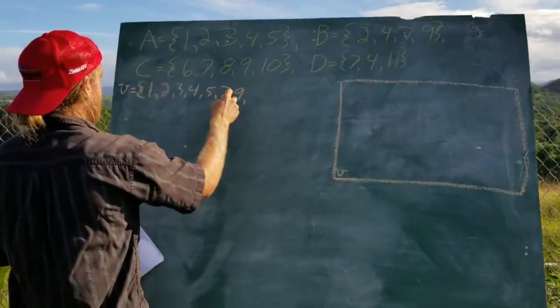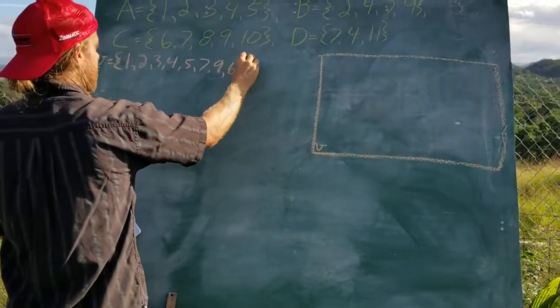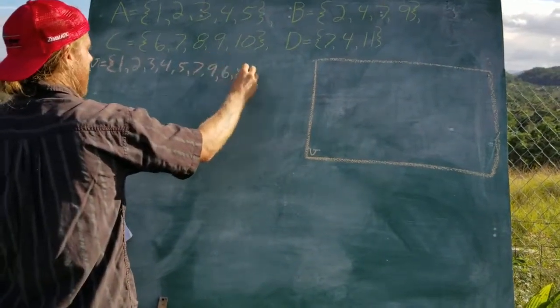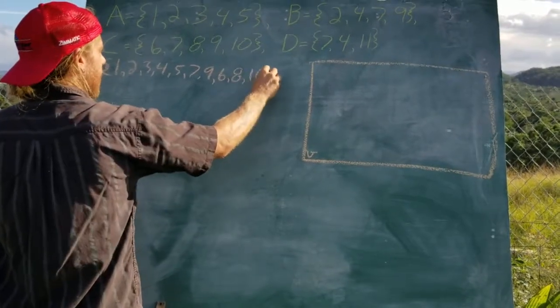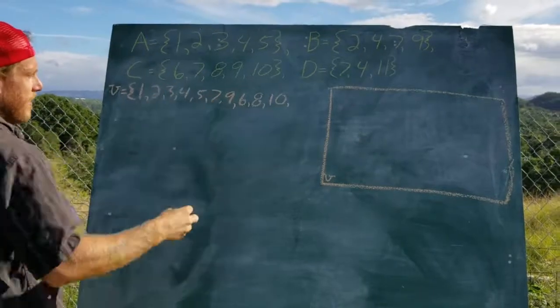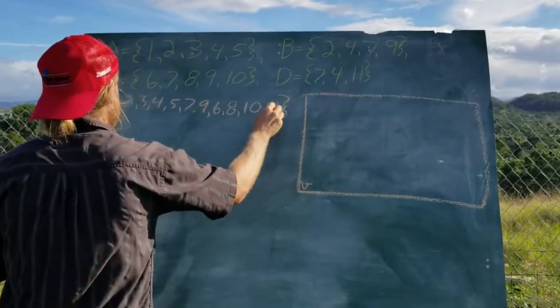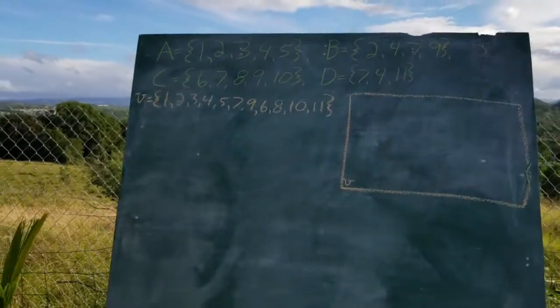We don't have 6. We can add that. Do we have 7? Yes. 8, 9 we already have, and 10. And the elements in D, 7, 4, 11. We have 7, we have 4, 11 is the only element unique to D. So there is an explicit description of the universal set.